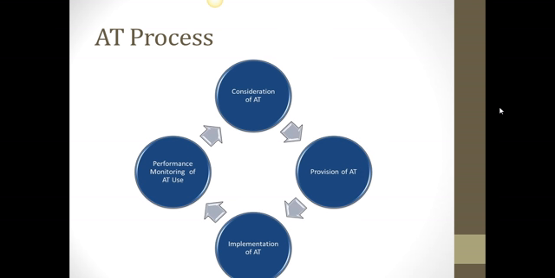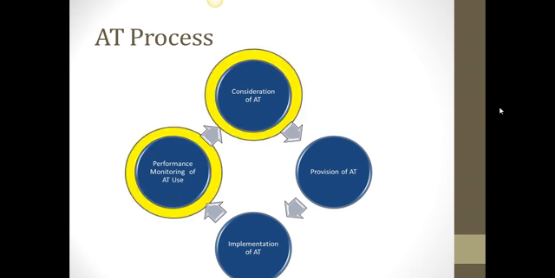So where does data begin to enter into this process? Well, it really enters into two primary places: the consideration of assistive technology and the performance monitoring of ATUs. You'll see elements of data in the other two places, but really these are the two places in which you will see a crux of the data. So let's take a closer look at assistive technology consideration.